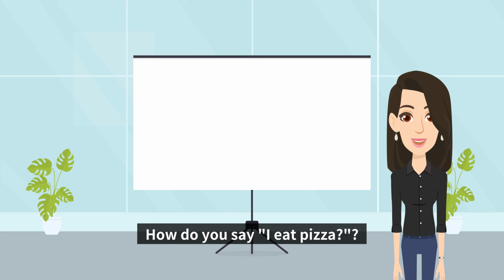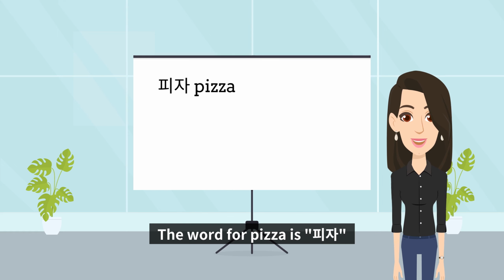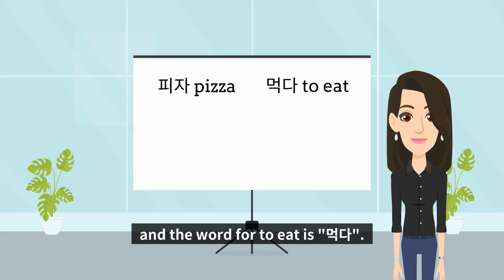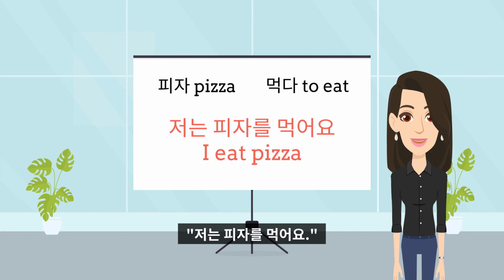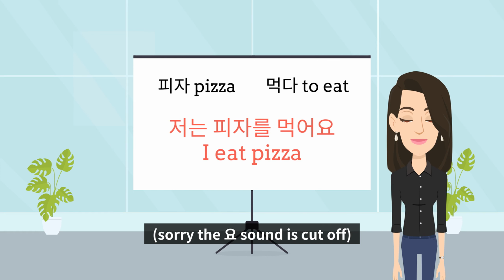Another one. How do you say I eat pizza? The word for pizza is 피자. And the word for to eat is 먹다. That's right. 저는 피자를 먹어요.